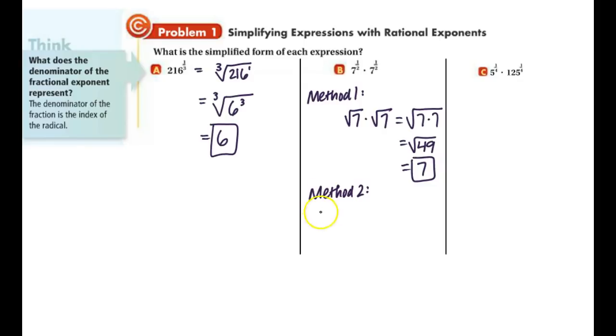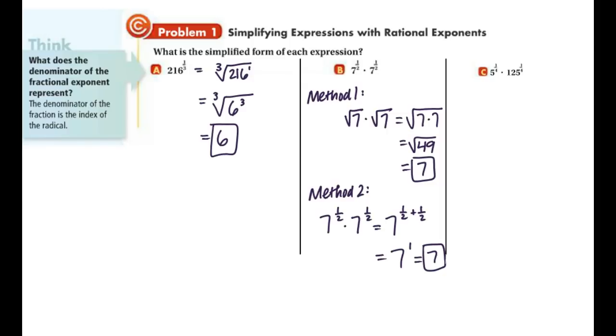Another way to do this is just by keeping the rational exponents involved. We learned this in Algebra 1, that if we're multiplying two bases that are the same, we can just add the exponents. So when we add 1/2 plus 1/2, we just get 1. That means we have 7 to the first power, which is equal to 7. So we get the same result using a separate method.